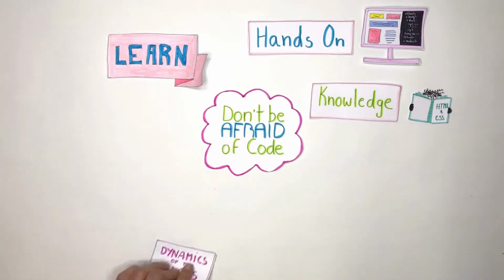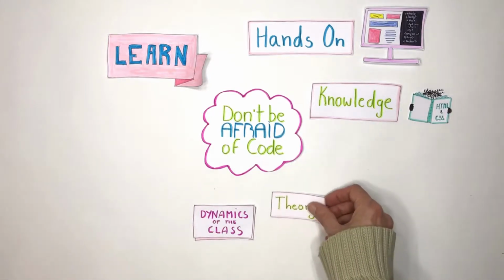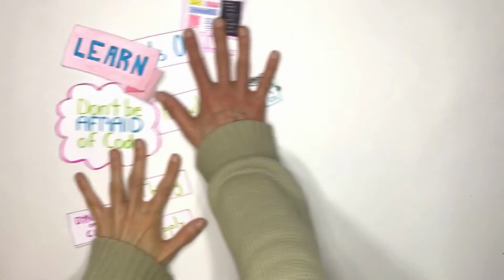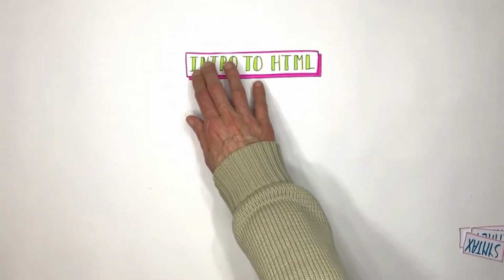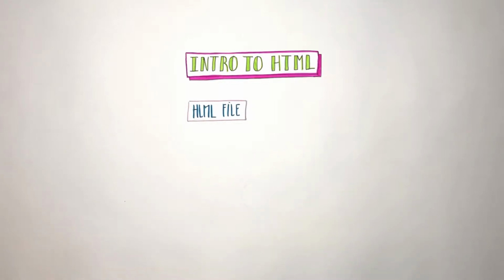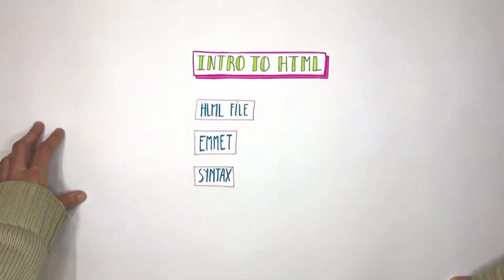This is going to be the dynamics of the class. I'm going to make first a little theoretical intro of the concepts we are going to see, and then we will apply them into our website to see them in action. Let's start with our introduction to HTML. In that video, we are going to create our first HTML file. We will also see how to use Emmet, that is a very useful tool to write faster HTML, and we will also learn the basics of the syntax of HTML.